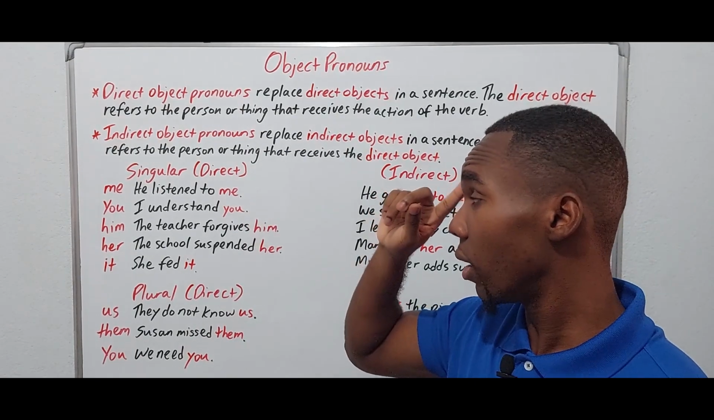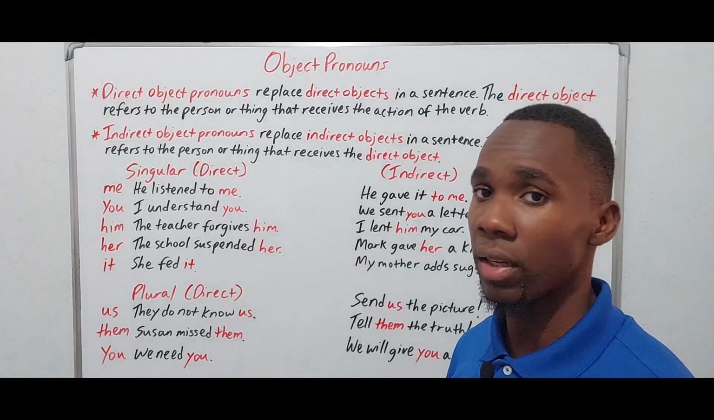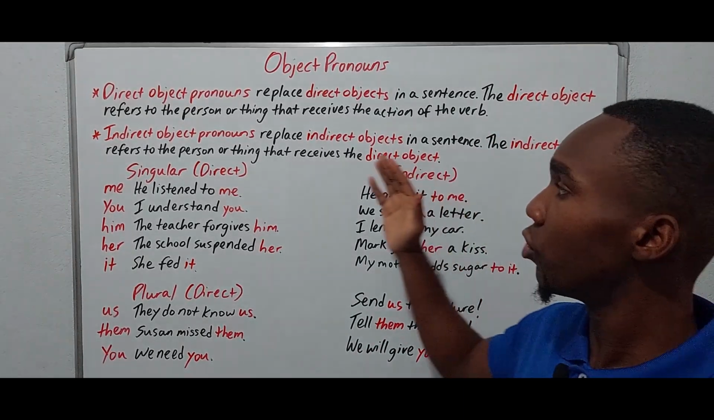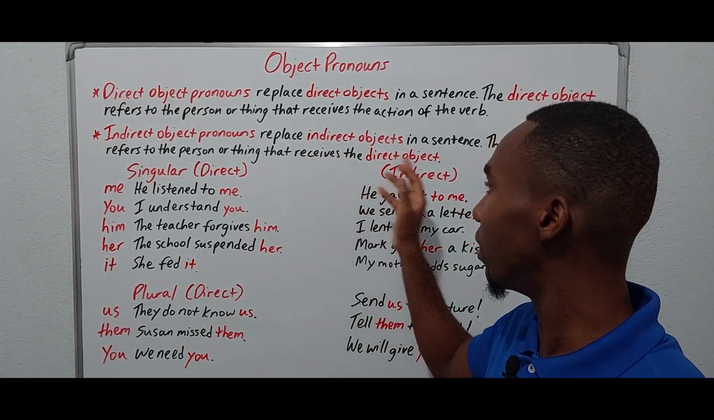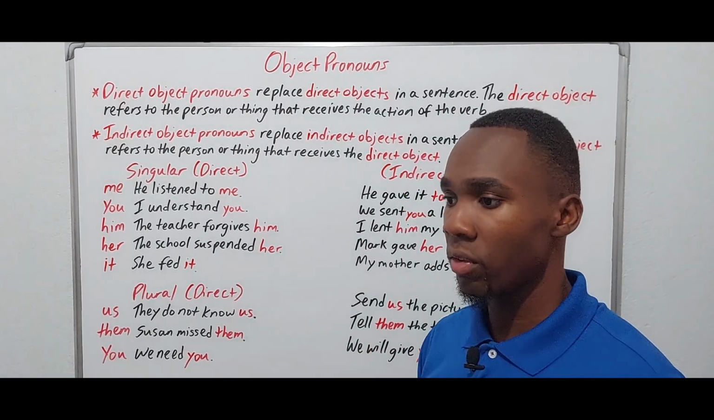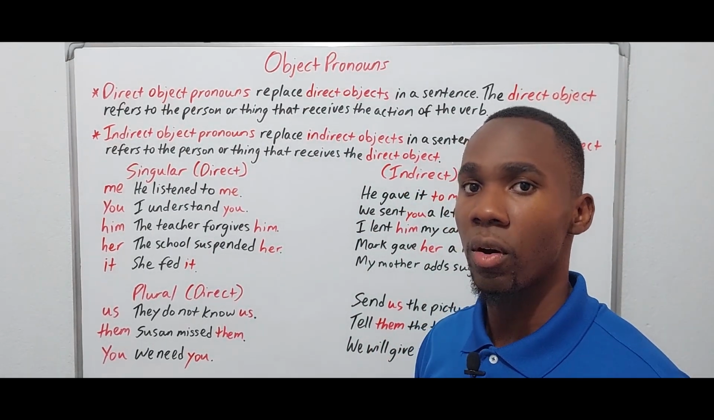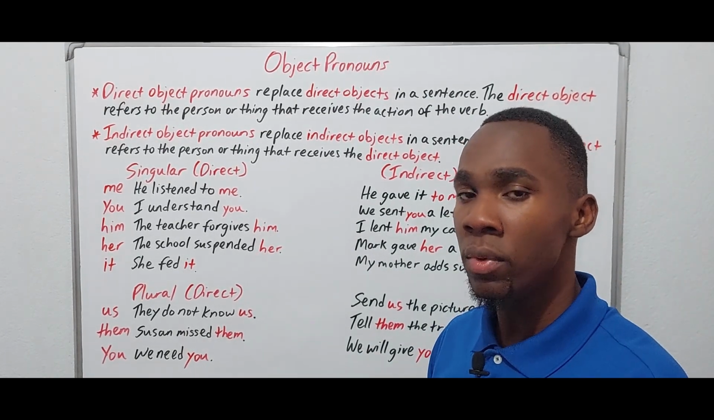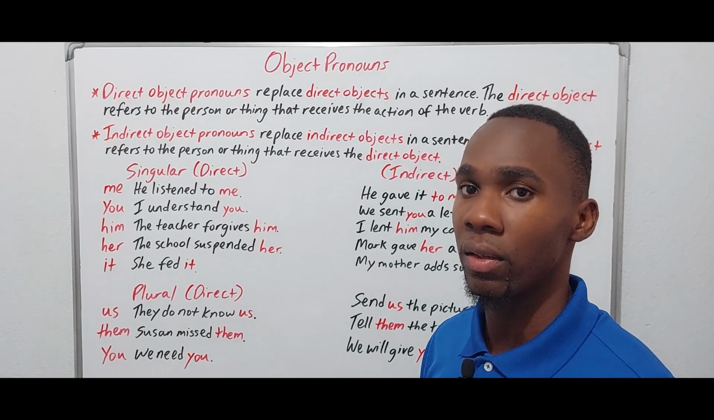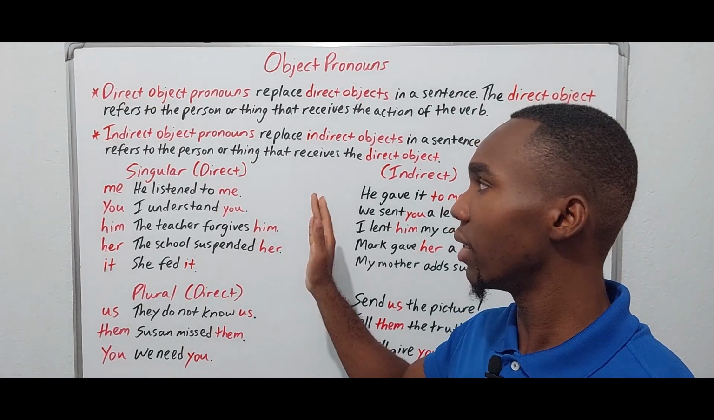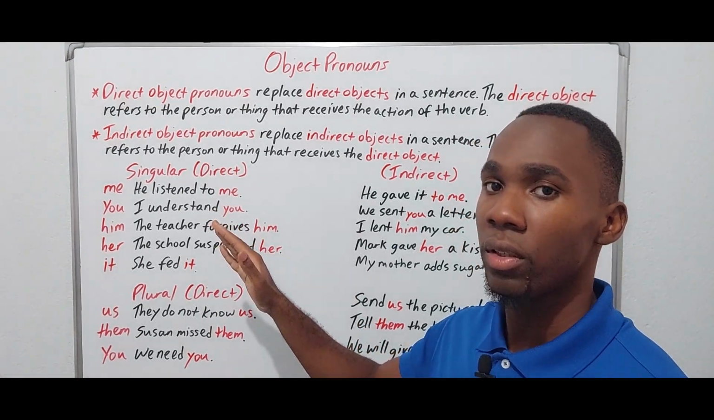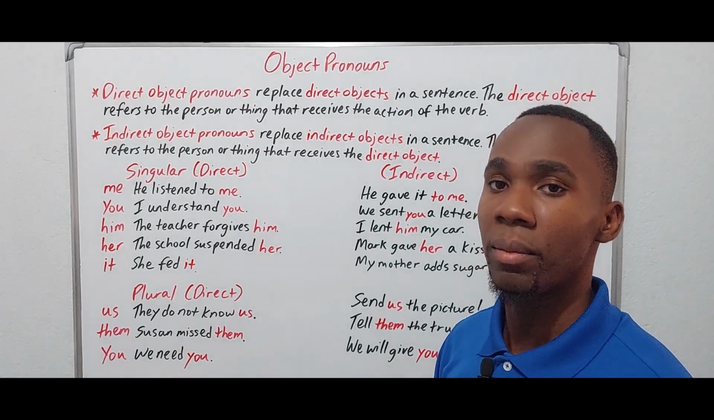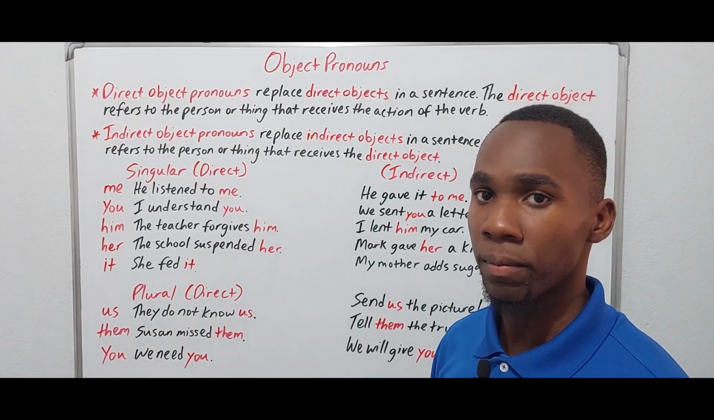Conversely, indirect object pronouns will replace indirect objects, and an indirect object refers to the person or thing that receives the direct object. In other words, it answers the question of to whom or what, or for whom or what an action is done. So if you have a sentence that has an indirect object, then it must have a direct object. And both of these can be replaced, okay?